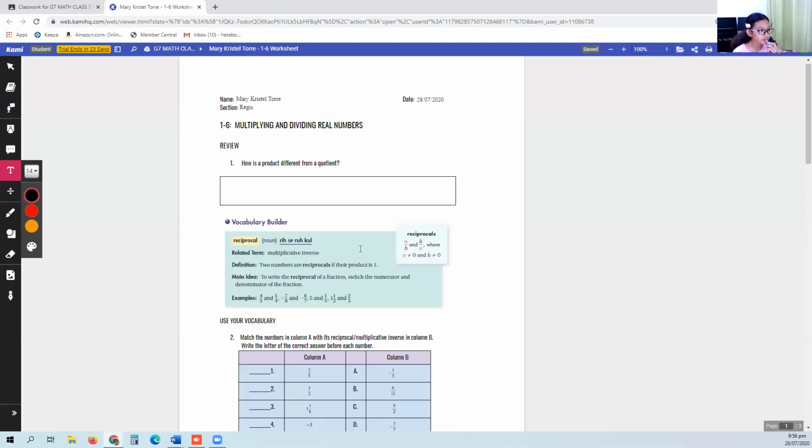Dividing real numbers. Should you write there, how is a product different from a quotient? Not editable. You cannot edit. I can. Oh, so it's asking how is a product different from a quotient? What do you think is the answer for that? How is the product different from a quotient?